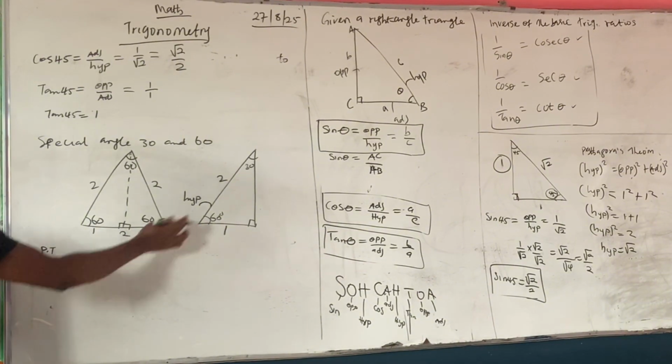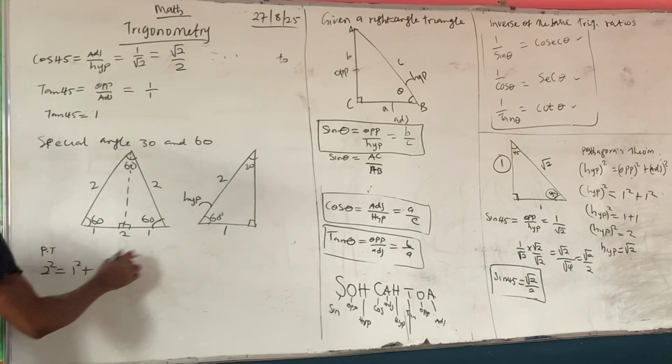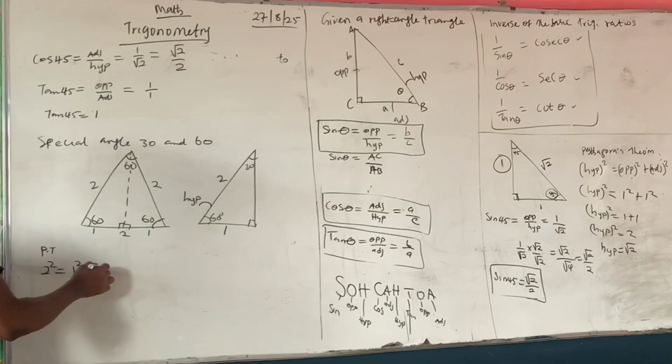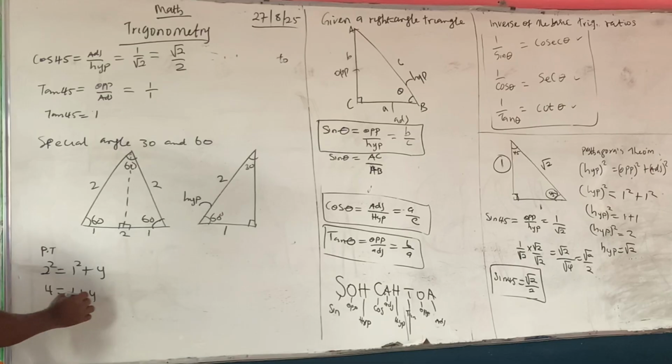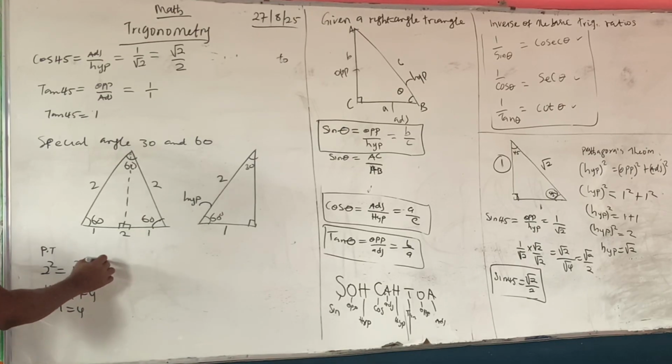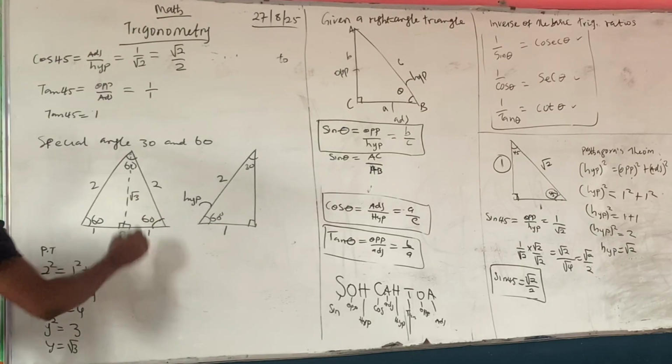in fact, let me just put the values. Hypotenuse is 2 squared is equal to one of the sides, 1 squared, plus this side, which is what we're looking for. Let's just call it y. Okay, so 2 squared is 4, 1 squared is 1, plus y squared, and then 4 minus 1 is equal to y squared. So y squared is going to be 3, y is going to be root 3. So this side is root 3.